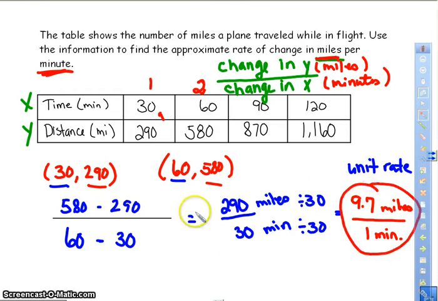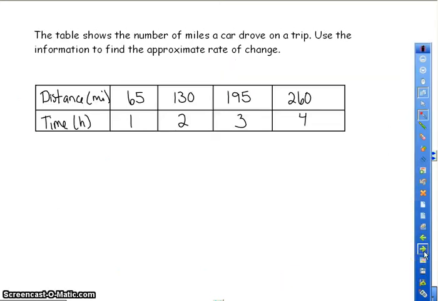So I've used my rate of change to do the change in y over the change in x. Then my final answer should be in unit rate form, meaning it's per 1. So I'm going 9.7 miles per minute. Okay, let's try another one like this.